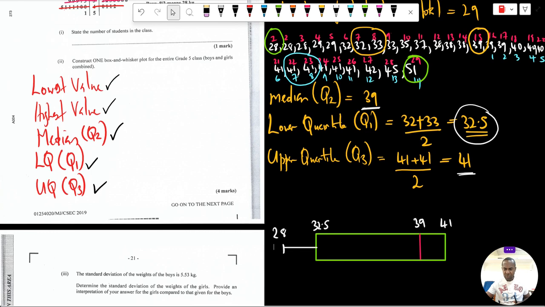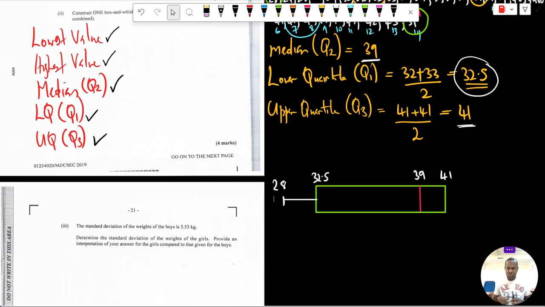Now, the maximum value is 51. We should be able to recognize that there's a larger gap between 41 and 51 than, say, between 28 and 32.5. And our box and whisker plot should reflect this, right? So when you draw the whisker, it should go a bit further than the previous one.